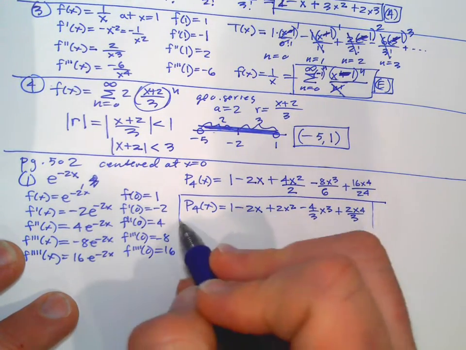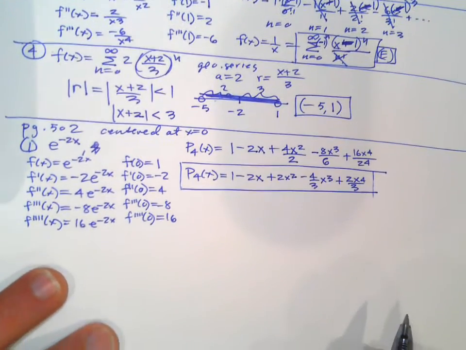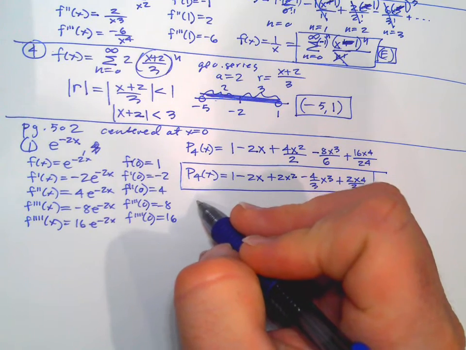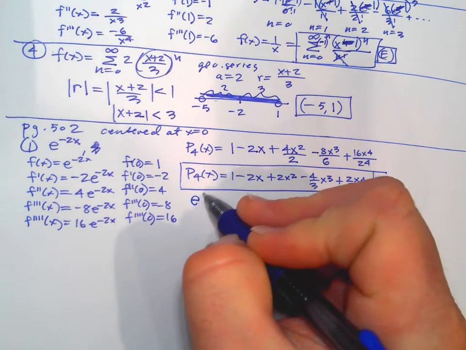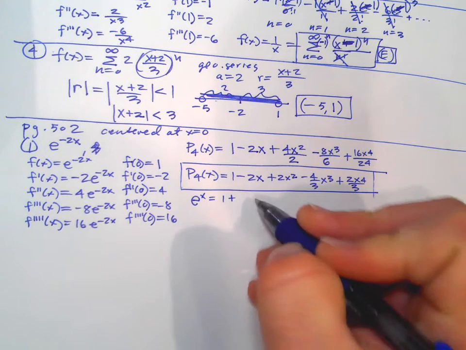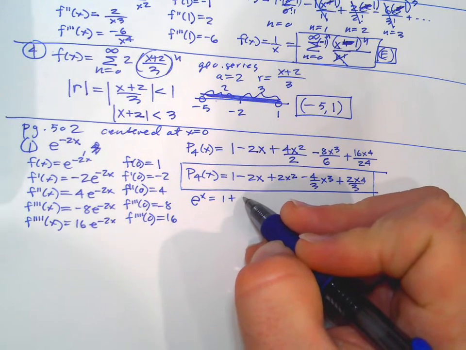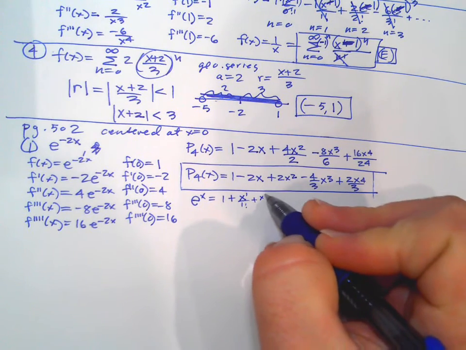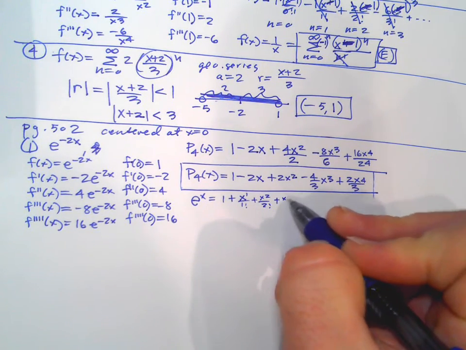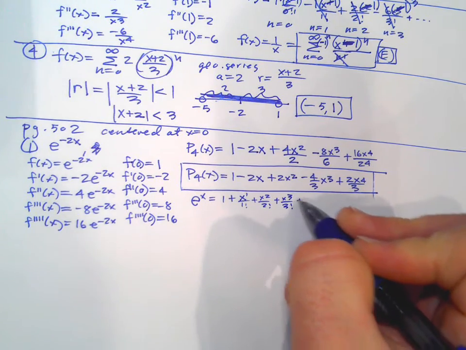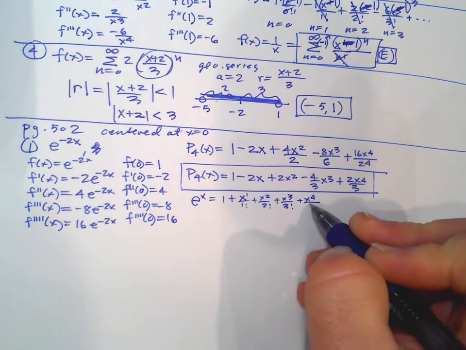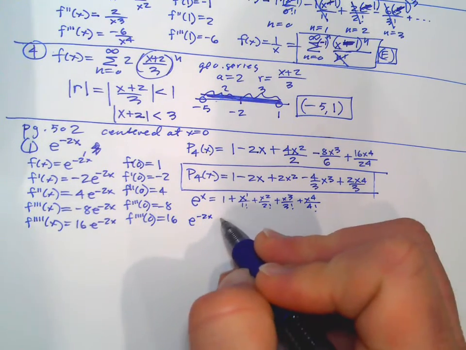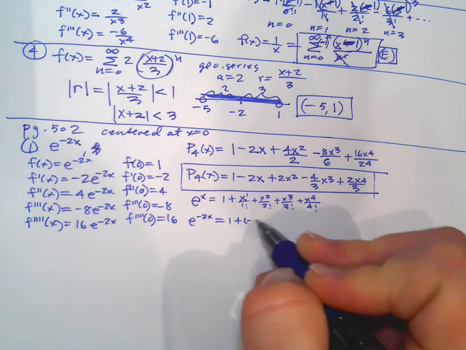Now, this is a Maclaurin series, so we could use that memorized version. So have you memorized it? If you haven't memorized it, I guess you shouldn't be using it, but you should be trying. e to the x is 1 plus x to the first over 1 factorial plus x squared over 2 factorial plus x cubed over 3 factorial plus x to the fourth over 4 factorial. So we could use this, and then for e to the negative 2x, plug in a negative 2x everywhere you see an x in parentheses.